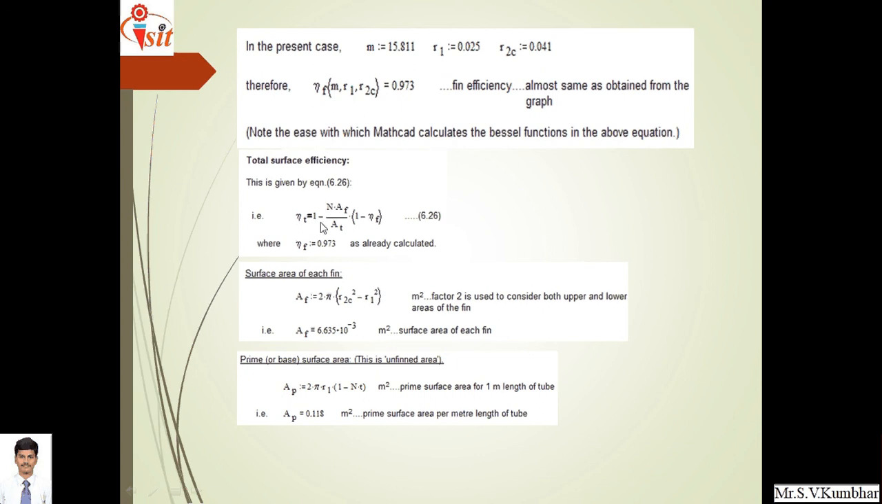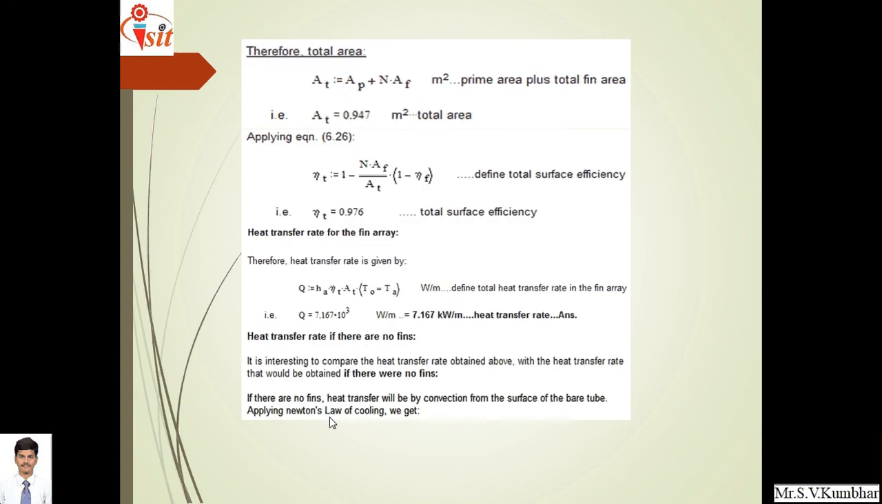And total surface efficiency is 1 minus N Af upon At times 1 minus the efficiency of one fin, that is 97.3, which is already calculated. The surface area of a fin can be calculated by 2 pi (r2 square minus r1 square), that is 6.635 into 10 raised to minus 3 meter square, and the unfinned surface area is 2 pi r1 times (1 minus N t), that is calculated as 0.118 meter square. Therefore total area is Ab plus N into Af, therefore At is equal to 0.947 meter square.